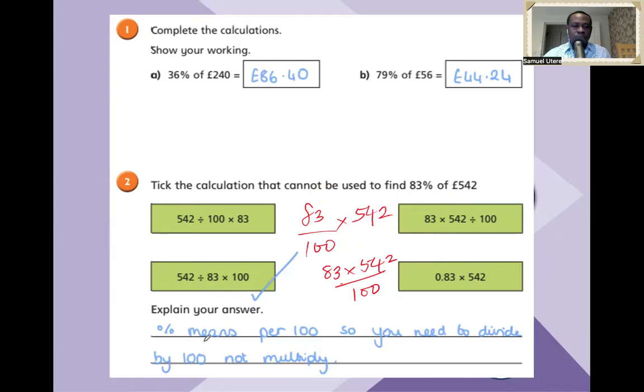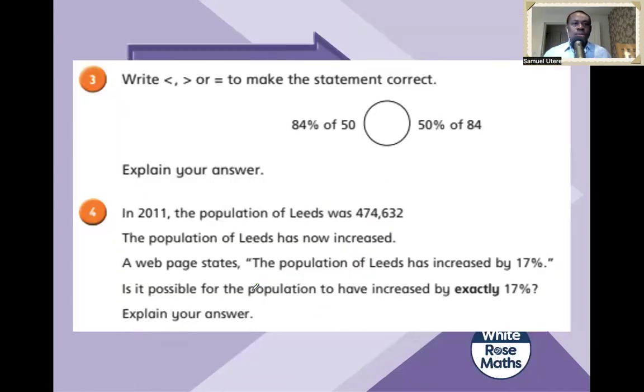So explain your answer. Percentage means per 100 or out of 100. So you would need to divide by 100, not multiply. So you see that one is wrong. Okay, pause the video and answer questions 3 and 4 in 2 minutes.